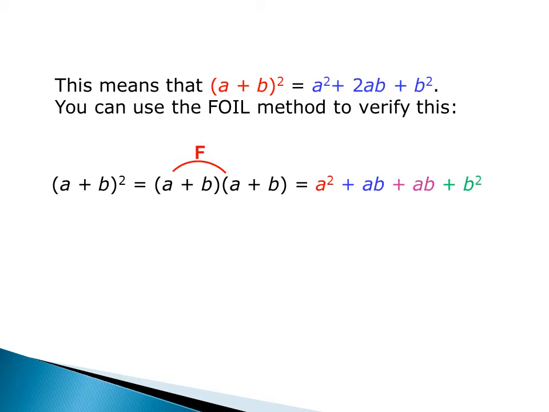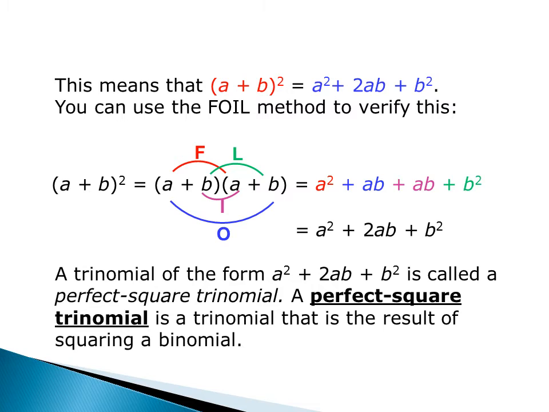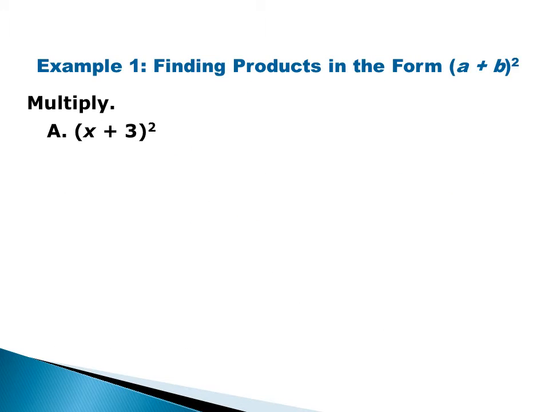The first is going to be a squared, the outer is going to be ab, then the inner is going to be ab, and last is going to be b squared. Now remember that we did that before, okay? So the answer is going to be a squared plus 2ab plus b squared. Remember, the middle terms, which are called the O and I, have to be combined. And this is called a perfect square trinomial. Remember that word, perfect square trinomial, right?